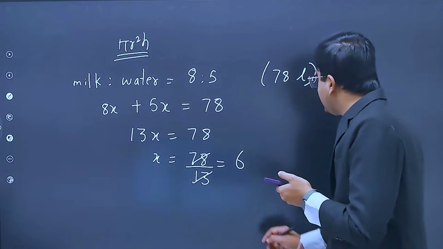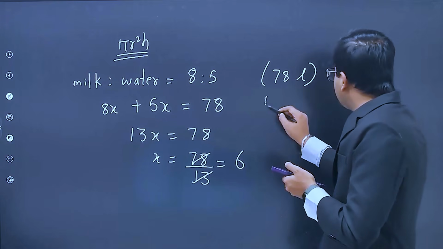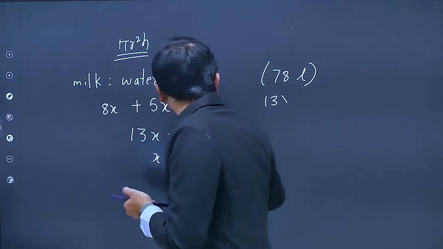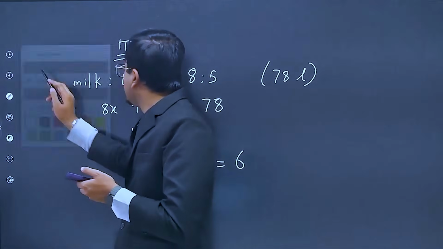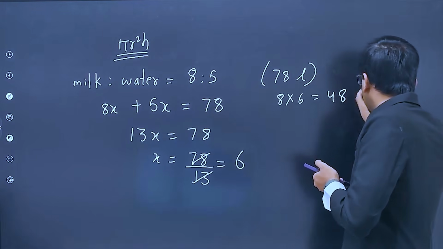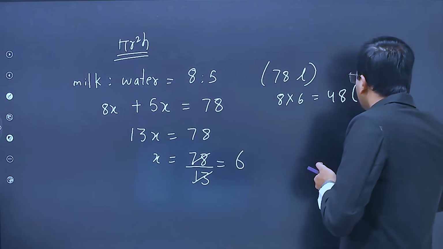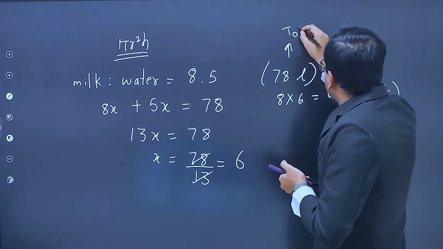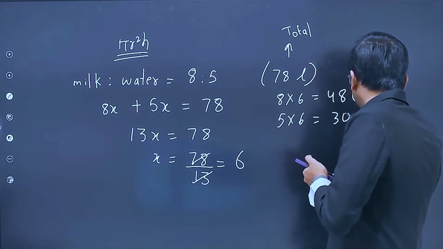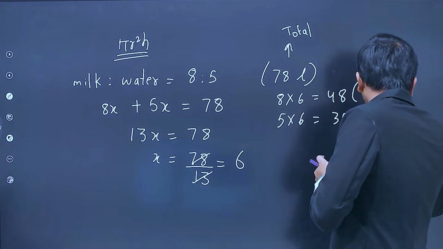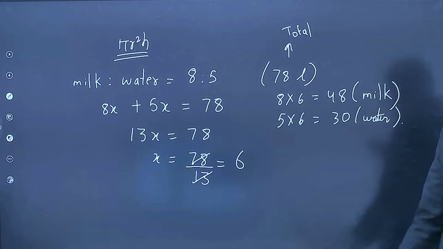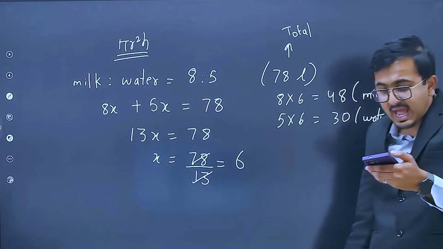Now they are saying, how much was the milk? Milk is 8 into 6, that would be 48. This is milk. And water is 5 into x, that is 30. Water is 30.